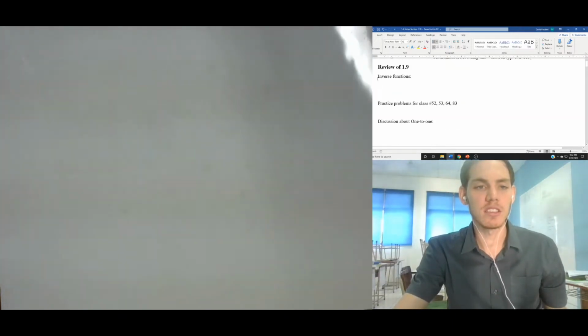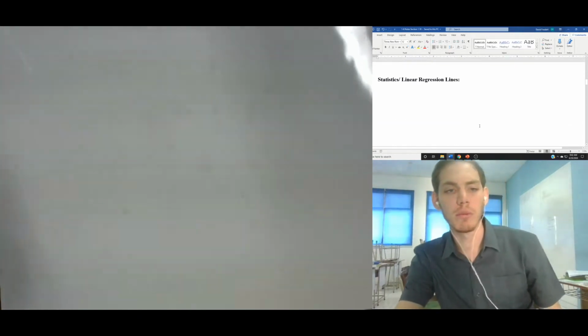But nevertheless, in 1.9, there's this inverse functions. So I want you to know the definition. I want you to be able to figure out inverse functions and what can't be inversed, and how to restrict them. So this is actually what's going to be on our Zoom call, and then we will come into 1.10: statistics and linear regression. I'm basically going to tell you the key points.